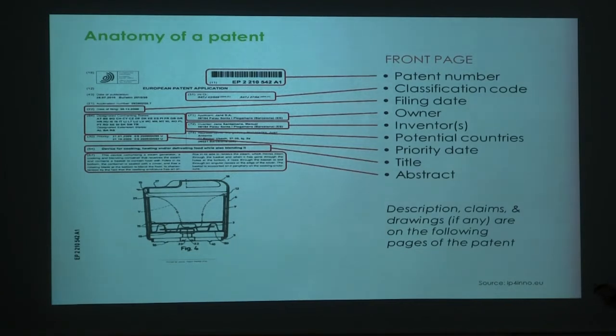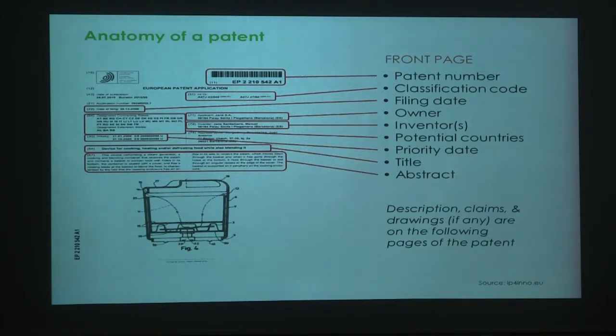So you have the patent number, classification code, we will talk about that in a minute, then the filing date, owners, inventors, potential countries. In this document, because it's a European patent, it can always be extended to about 40 states that are members of the European Patent Convention, and you never know where it will go until it is granted. So all of the states are potential designation states. Then you have the priority date. That means the date the first patent application for this invention was filed. The title and abstract.